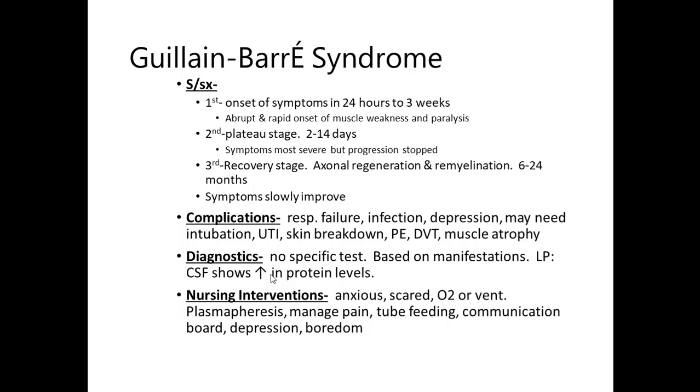Complications of Guillain-Barré. The main one is respiratory failure. Then there's infection, might be depression. These guys might have problems breathing, obviously, and have to be intubated. UTI, skin breakdown, obviously, all the immobile issues. PE, DVT, muscle atrophy.